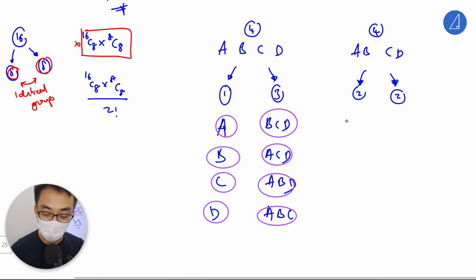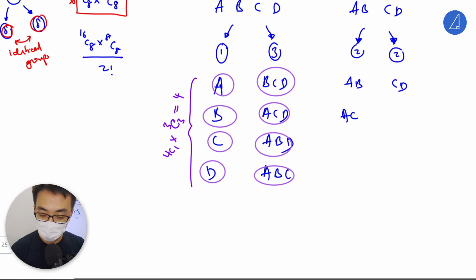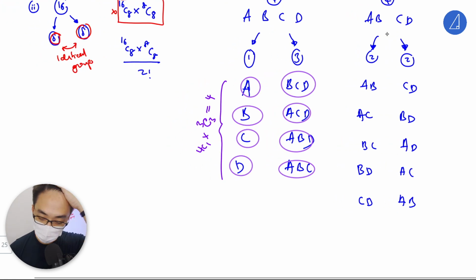So if I were to do the same thing, say if AB here, then this is CD, then AC here. This is 4 choose 1 times 3 choose 3, which equals 4. If it's AC, then it'll be BD. If it's BC, it'll be AD. If it's BD, it will be AC. Am I right? Then I have CD, and it'll be AB. And AD will be BC.